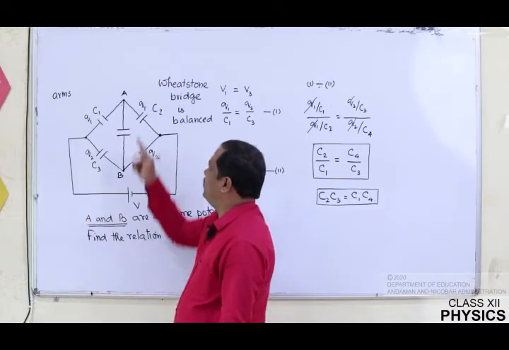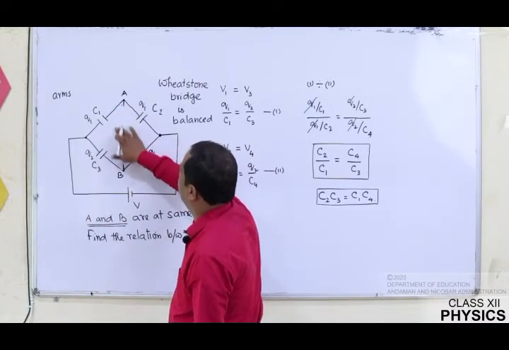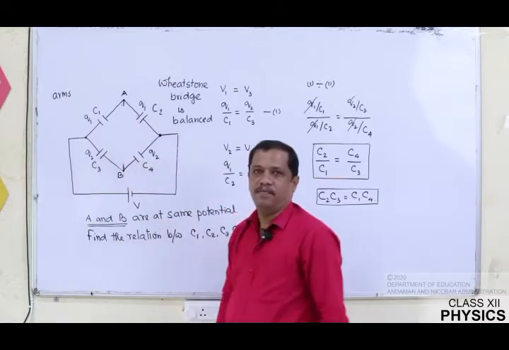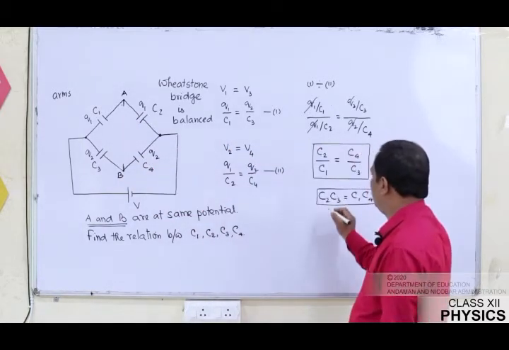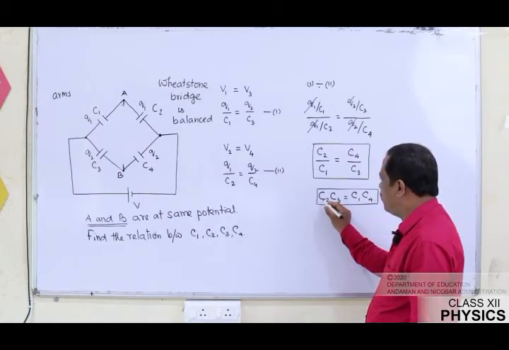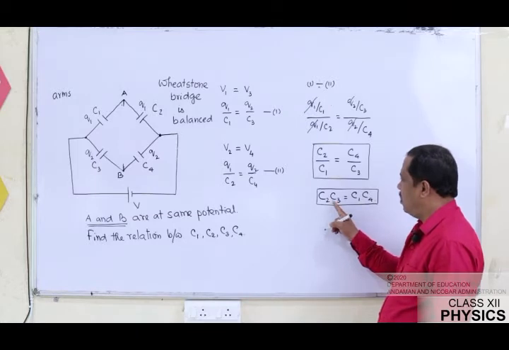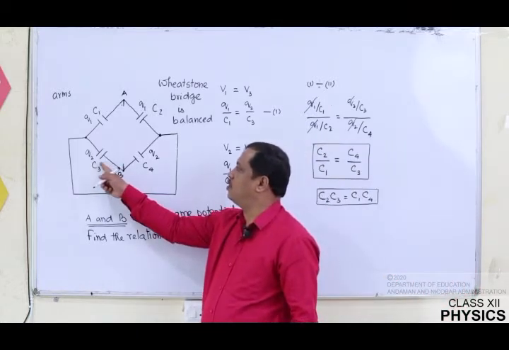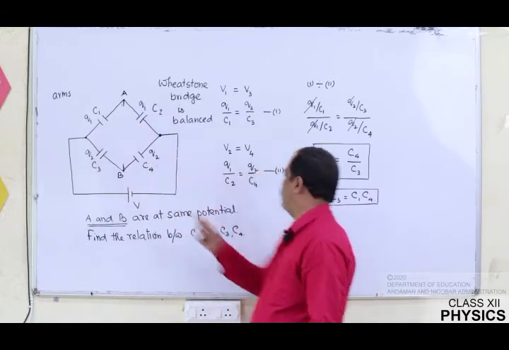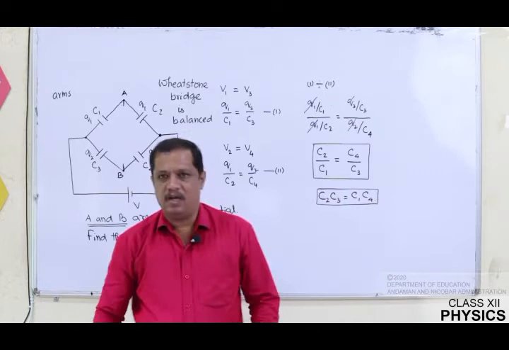So whenever the bridge is balanced, that means we can remove this connection. Whenever the bridge is balanced, the condition says that the product of the capacitances of opposite arms are always equal. So this solves our problem. Let us move on to the next problem.